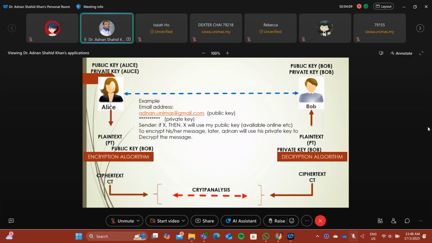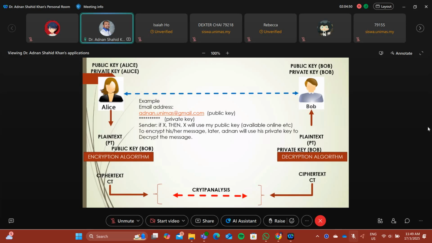So Alice needs Bob's public key to encrypt the message. So we have 4 keys for the encryption. If Alice uses her private key to encrypt, only Alice can decrypt the message. Alice doesn't have Bob's private key. If Alice uses her own private key, Alice can decrypt the message. If Alice uses the private key to encrypt, anybody with the public key can decrypt the message.